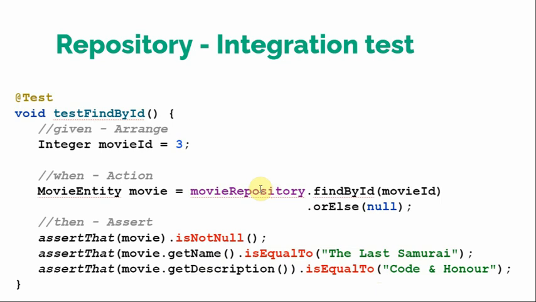You might have complex criteria to fetch items, so you can test all those repository methods that you have created, or even if you have created an interface declaration, etc. So that concludes our integration test for the repository.